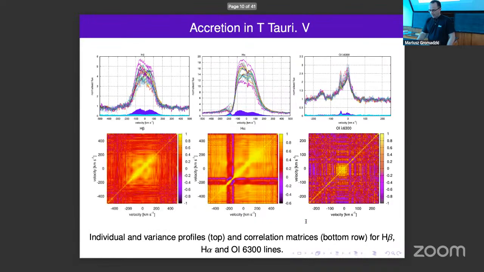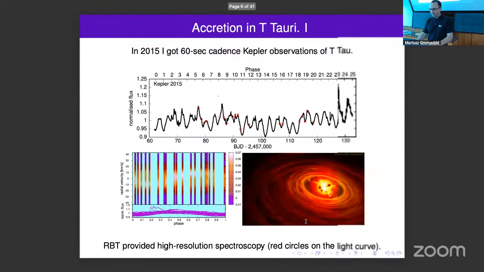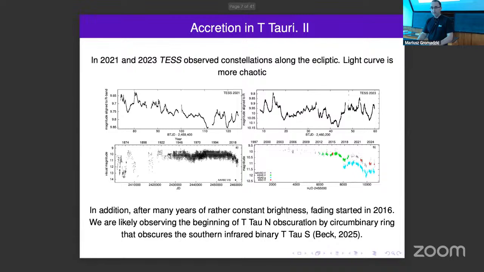So T Tauri gave its name to the entire class of classical T Tauri-type stars. It shows typical variability like many other classical T Tauri-type stars. Sometimes the light curve is more regular, sometimes it's irregular, which means that the stars can switch between a stable and unstable accretion regime depending on the inner disk conditions.